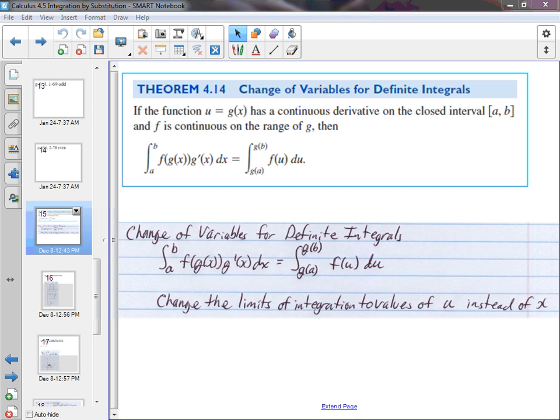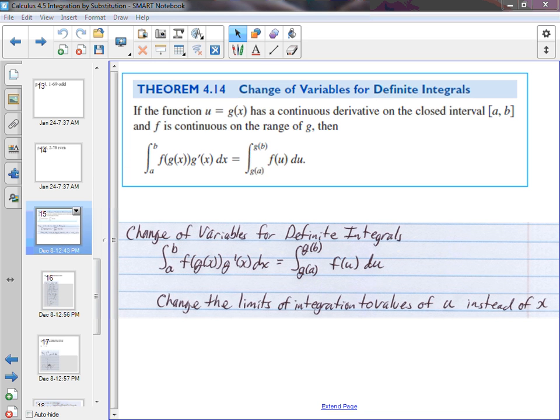Page 301. They tell us what to do when we have a change of variables necessary to find an antiderivative, but it's a definite integral. And what it amounts to is this. Whenever you change your integrand to be in terms of u, you have to change your limits of integration to be in terms of u.